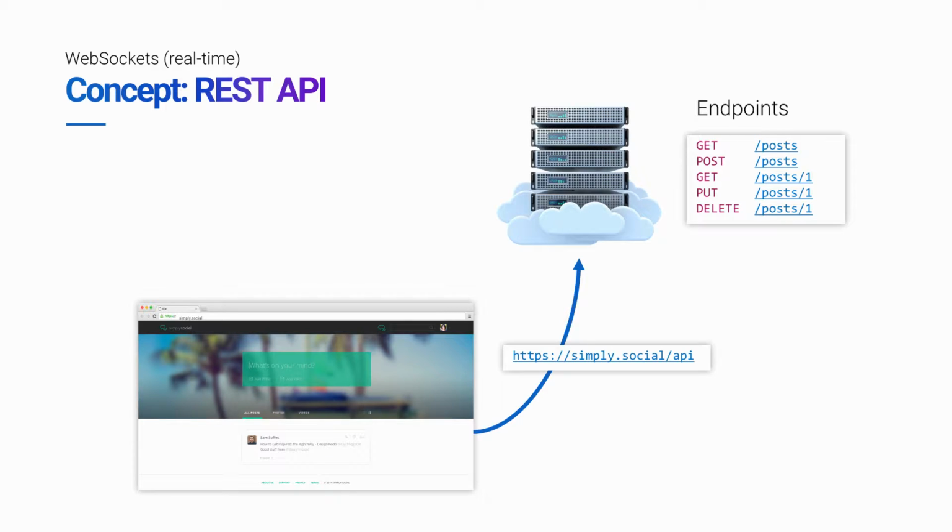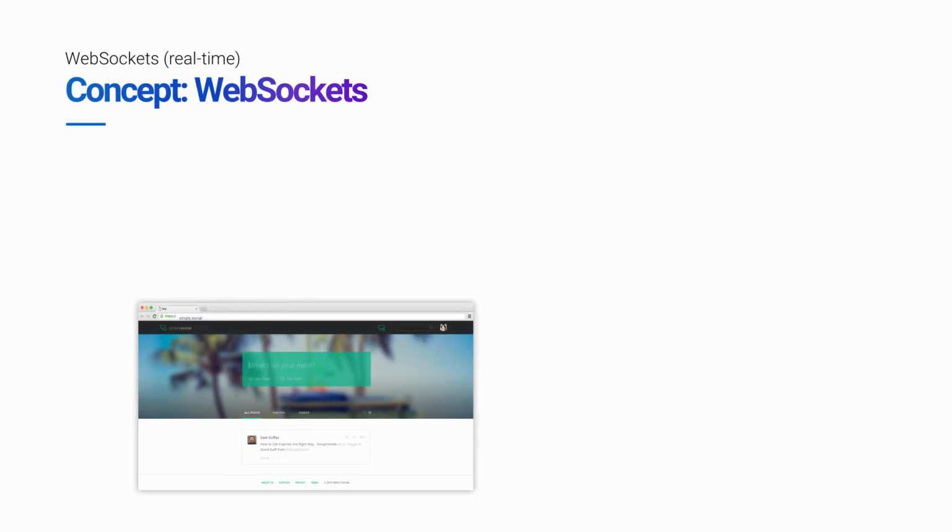So let's take a look at a typical REST API setup. Here we have our API server, which exists at some domain, and we make HTTP requests to specific endpoints to interact with our data: get, put, post, etc. And when we make a request to one of the endpoints, the server responds to that request and sends us data. And then we do it all over again once we need to do something else.